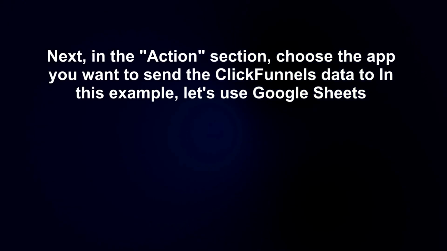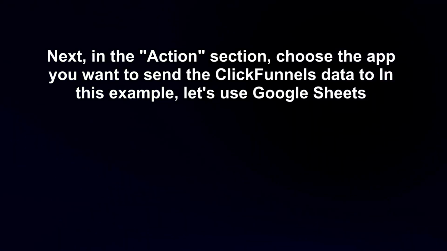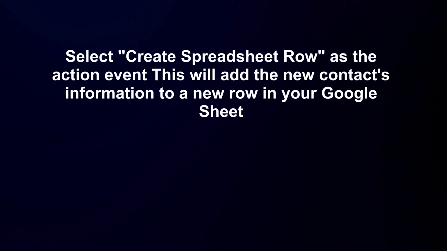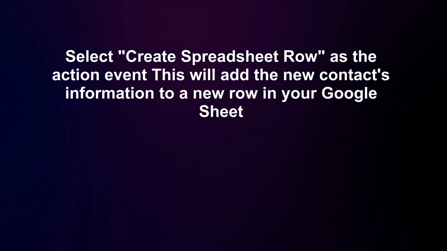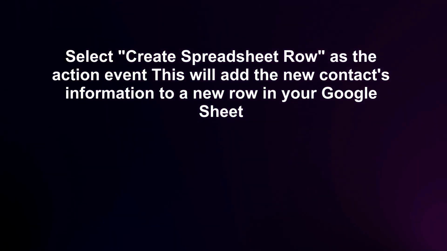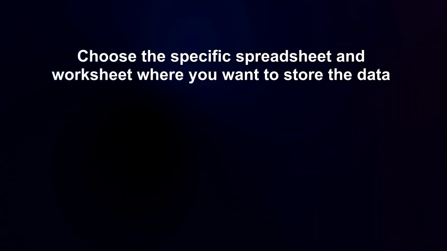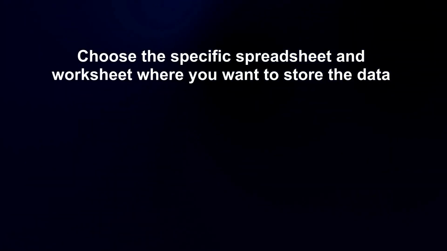Next, in the Action section, choose the app you want to send the ClickFunnels data to. In this example, let's use Google Sheets. Select Create Spreadsheet Row as the action event. This will add the new contact's information to a new row in your Google Sheet. Connect your Google Sheets account to Zapier. Choose the specific spreadsheet and worksheet where you want to store the data.